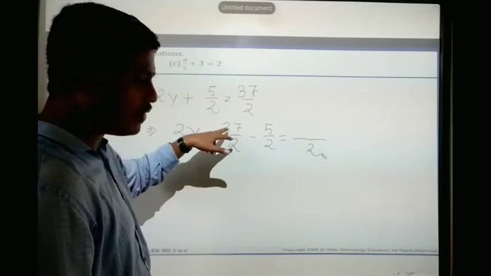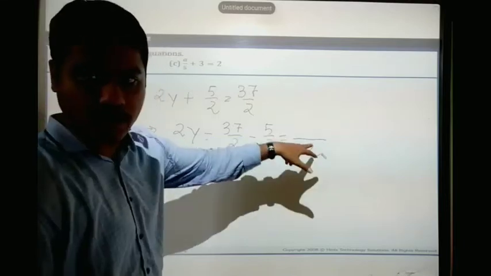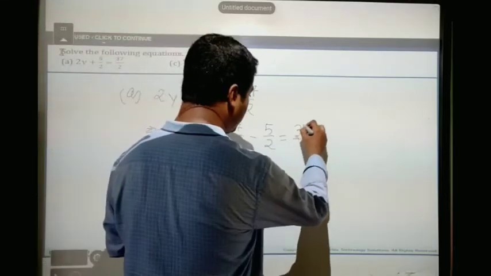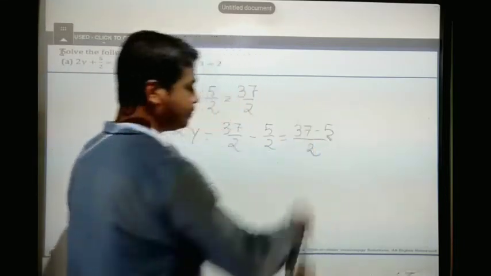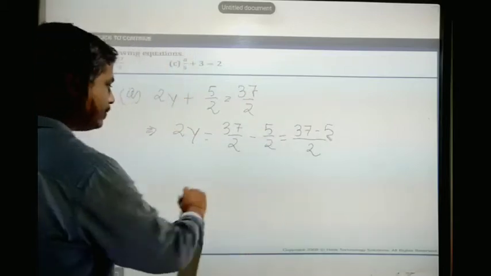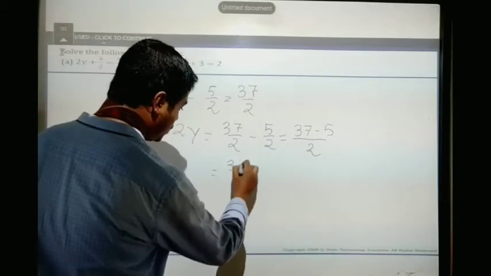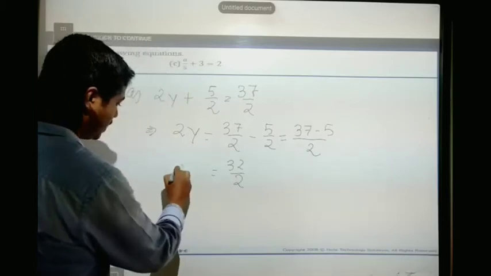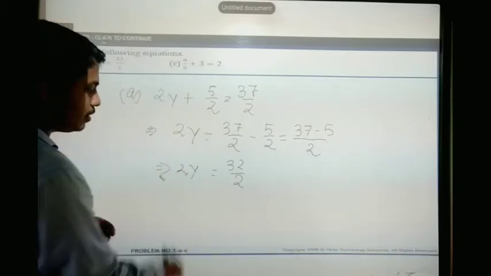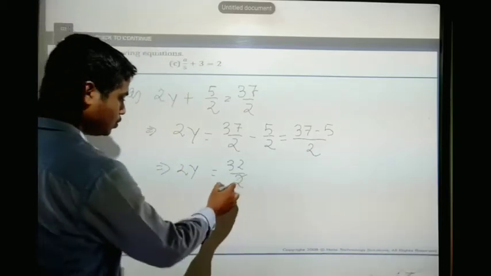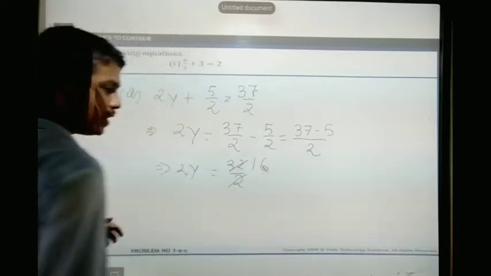So this is 37 into 1 minus 5 into 1. So it will be 37 minus 5. Okay, 37 minus 5 will be 32 by 2, and on the left hand side we have 2y. 2y is equal to 32 by 2. So 2 and 16, we can cancel.